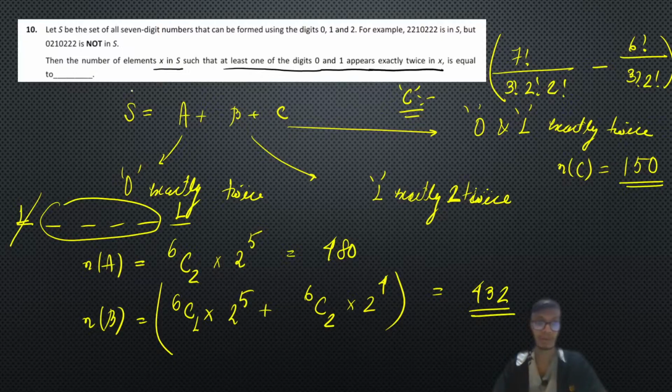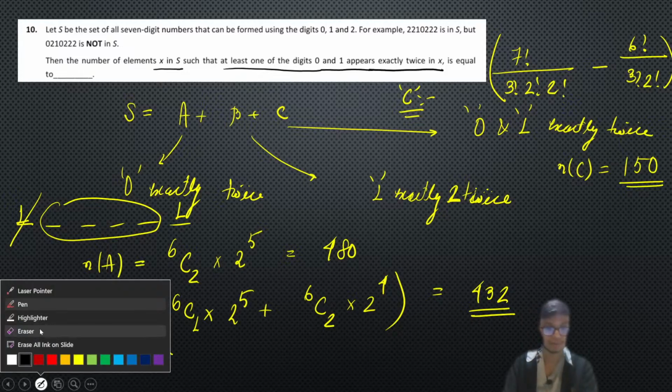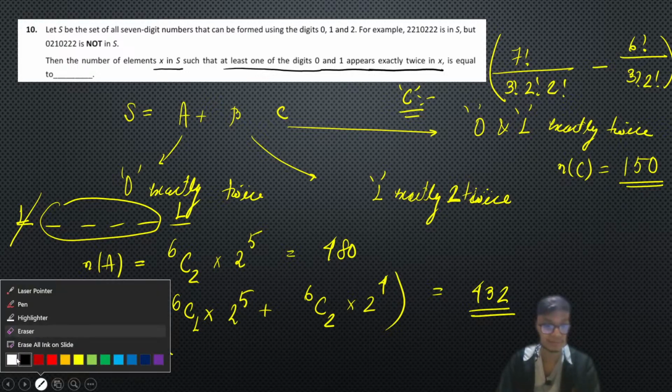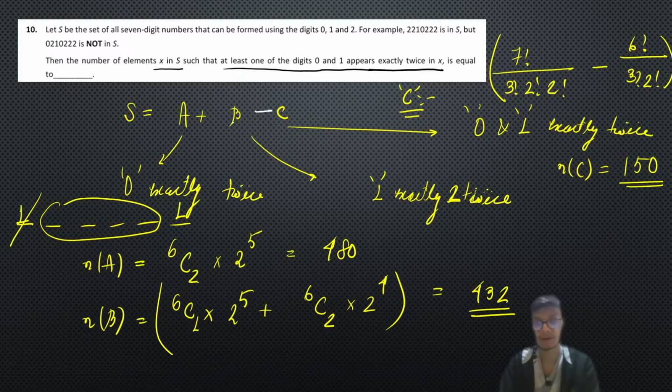So the total number of elements X such that at least one of the digits 0 or 1 exactly appears twice is going to be the sum of all these cases. If you sum 480 plus 432 plus 150, you're going to get the result as... Okay, I'm very sorry, I forgot to mention this should be subtracted. This is the union and this is the intersection.